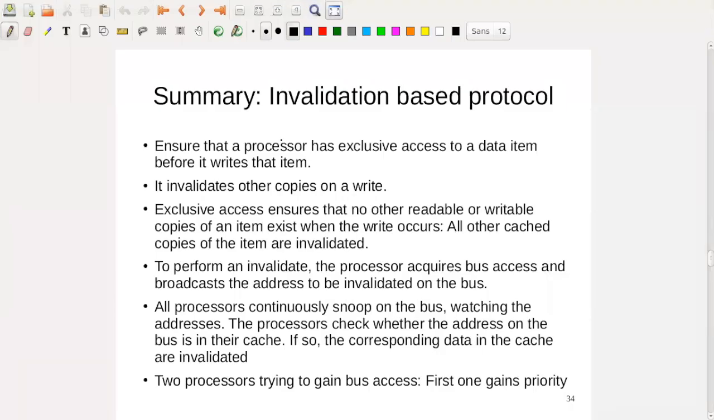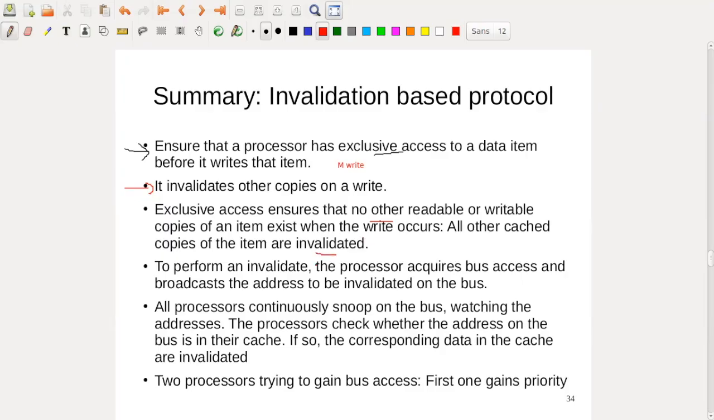So to summarize the invalidation based protocols, firstly, it is ensuring that a processor has exclusive access to the data before it writes to it. That is why we are changing the state to M state. So M state is giving exclusive write access to the processor before it writes to it, and therefore we are invalidating all the other copies. Exclusive access ensures that no other readable or writable copies exist in other cores, and therefore you invalidate all of them.